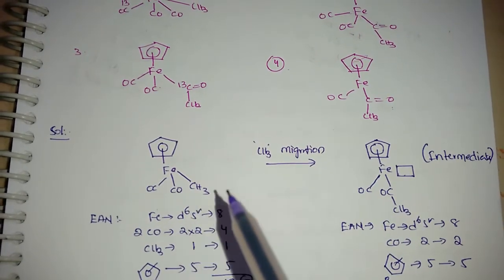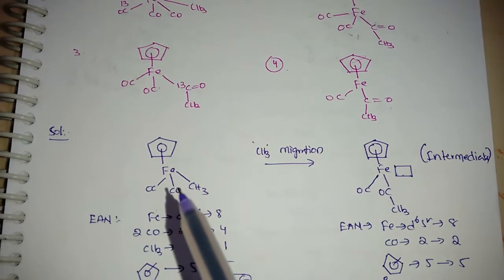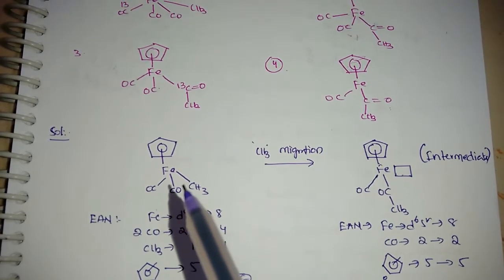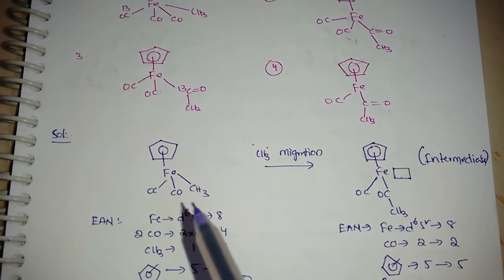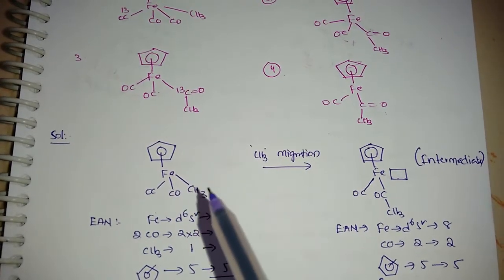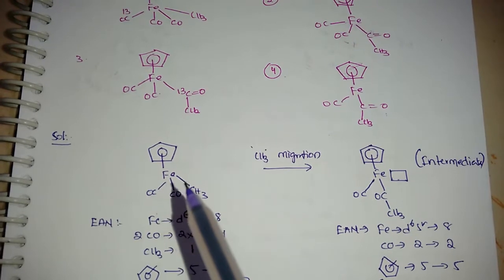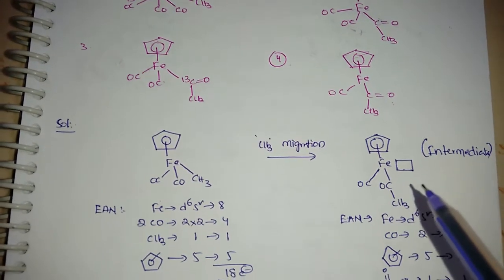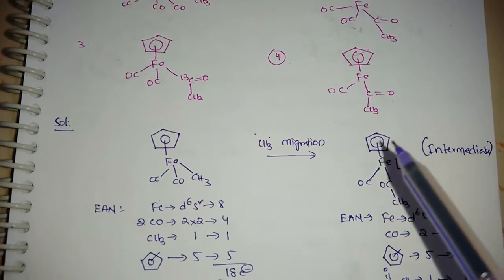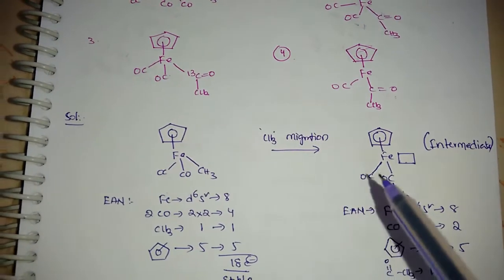Carbonyl migration will not take place. That means this carbonyl exists in gaseous form, and gases do not migrate over methyl. Methyl will migrate over carbonyl. So after migration, this complex will form. This is the intermediate complex which is obtained after migration.